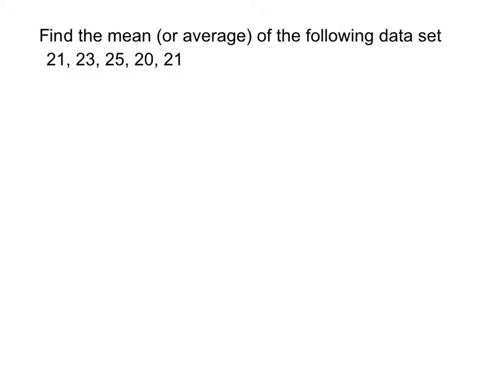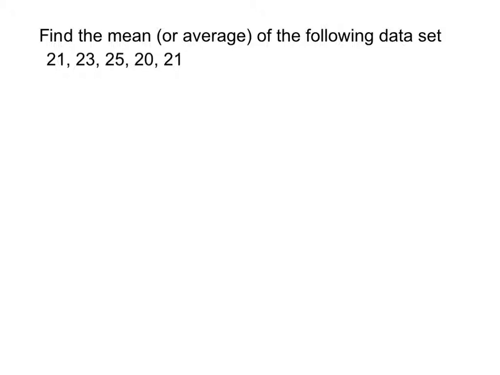First we'll look at finding the mean of a set of data. So the question says find the mean or average of the following data set. So we have 21, 23, 25, 20 and 21. If you want to give the question a go, pause it now and have a go on paper, then resume the video to see how you went.